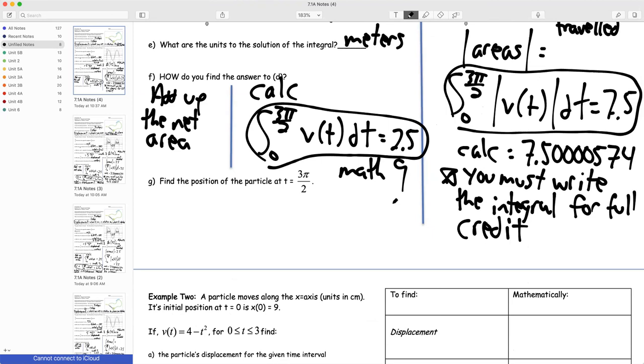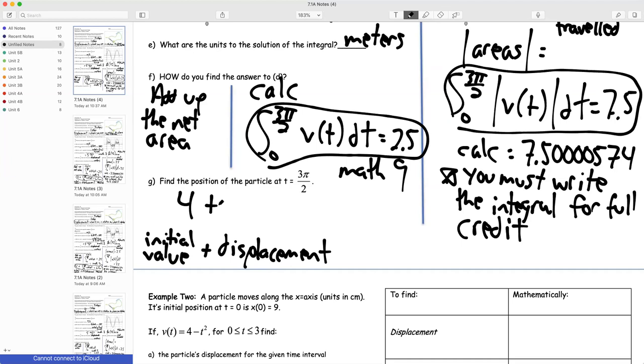And so to find the position, we have the initial value plus displacement. And the initial value in this case is 4. How do I know it's 4? Because they gave it to us in the stem of the problem. It's there, okay? So we have initial value plus displacement.